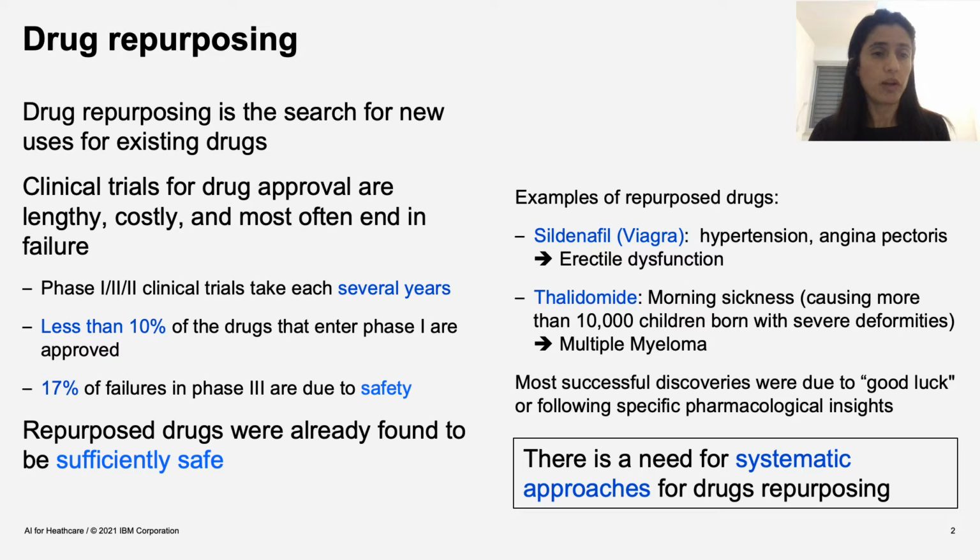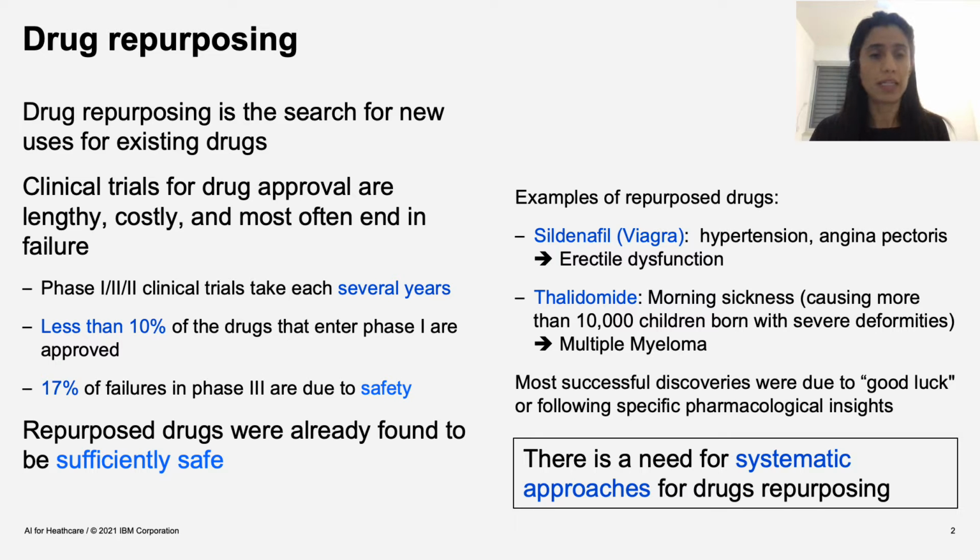You're probably all aware of the story of Viagra, which was originally designed for treating hypertension, but then was shown to have beneficial adverse effects on erectile dysfunction. Another known story is of thalidomide, which was prescribed for pregnant women for easing their morning sickness. However, it resulted in over 10,000 cases of children born with severe deformities.